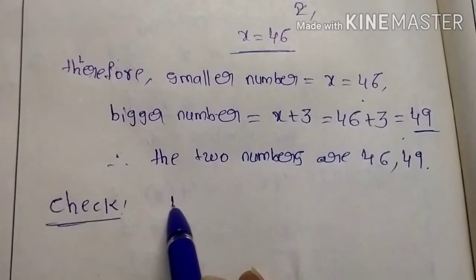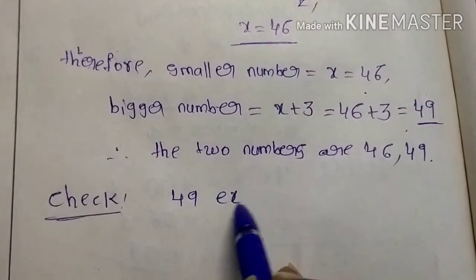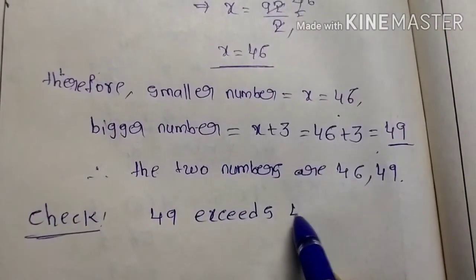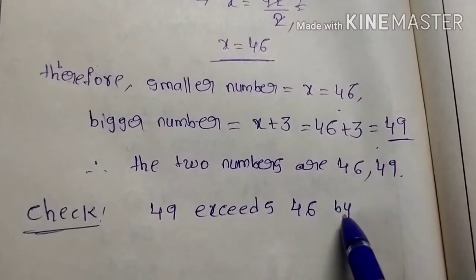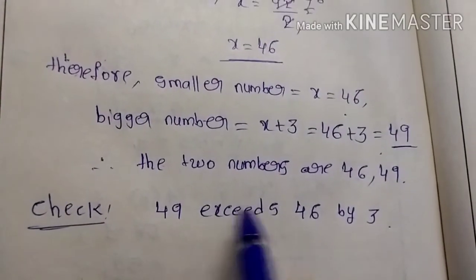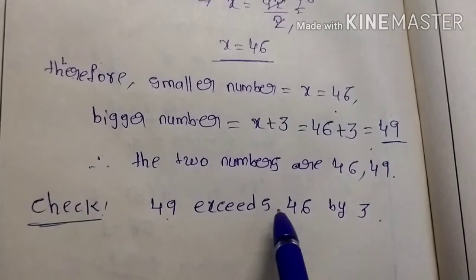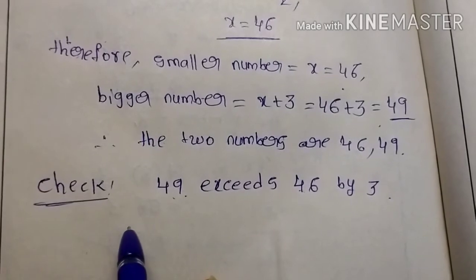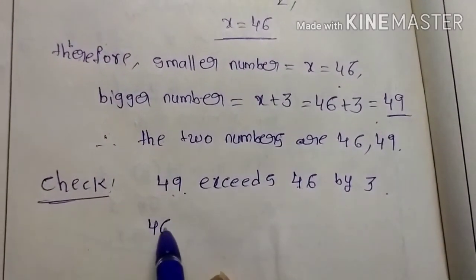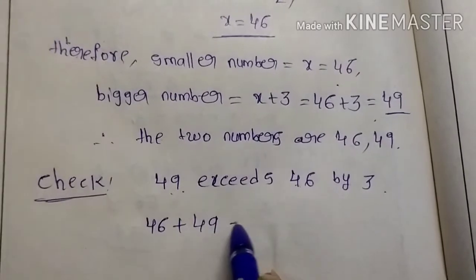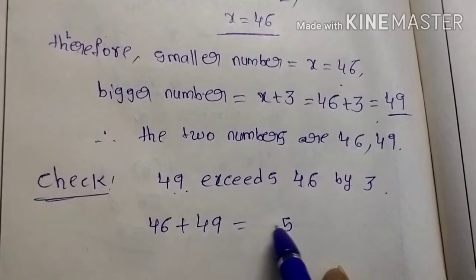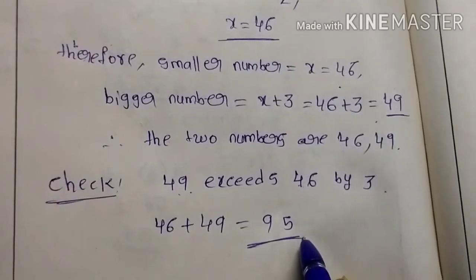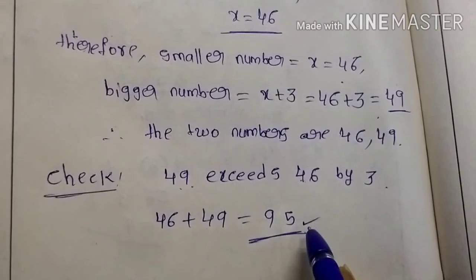Just see here, 49 exceeds 46 by 3 or not? Yes or no? See, 46 plus 3 is 49. That means it exceeds 46 by 3 or not? Yes. And also sum of these two numbers, 46 plus 49 is equal to how much? Here 9 plus 6 is how much? 15. 4 plus 1 is 5. 5 plus 4 is 9. 95. Are you getting 95 or not? Yes. So that your answer is correct.